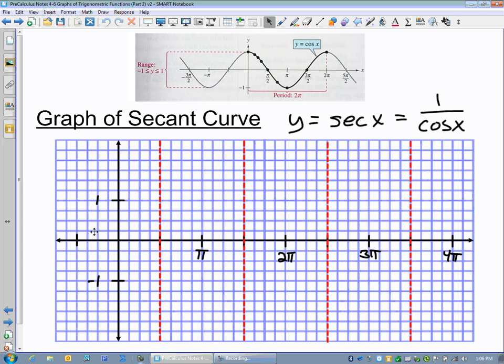Now, unlike the other curves, there is no value of x that would cause the numerator to be 0. Notice how the numerator is a constant. It will always be 1. So this graph will never touch the x-axis. That's an important thing to realize. There are no x-intercepts. So how do we analyze this? Well, we're going to look at the halfway point, which represents the maximums and the minimums for the cosine curve.